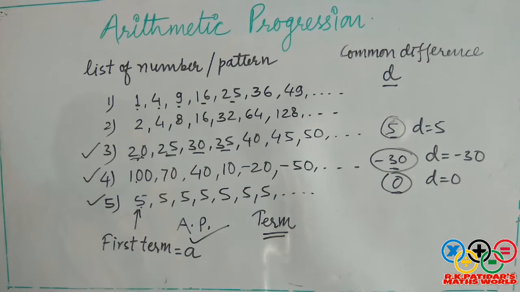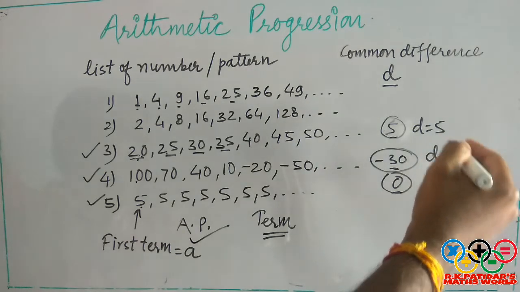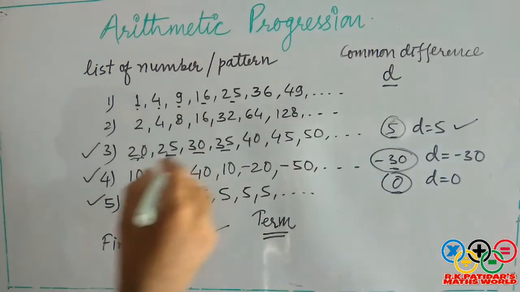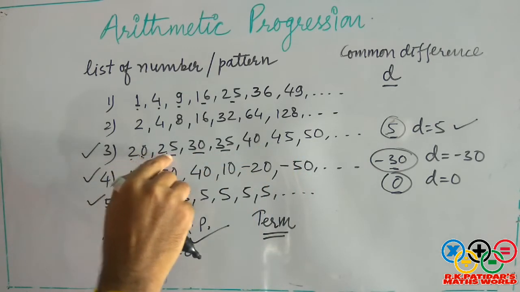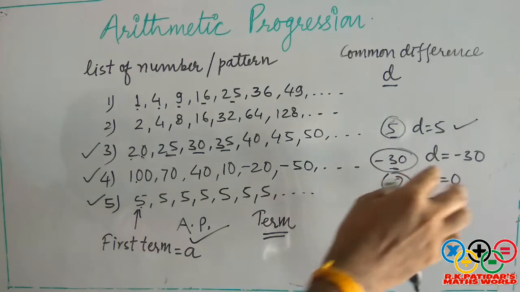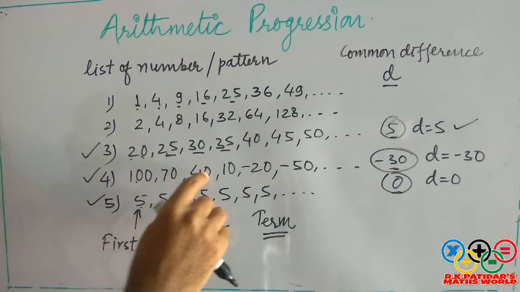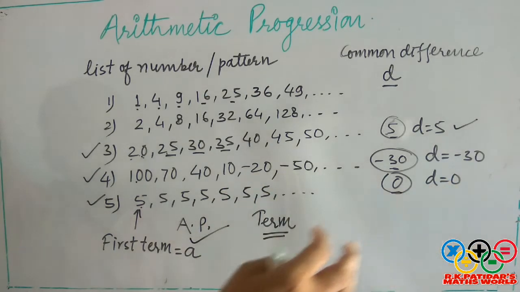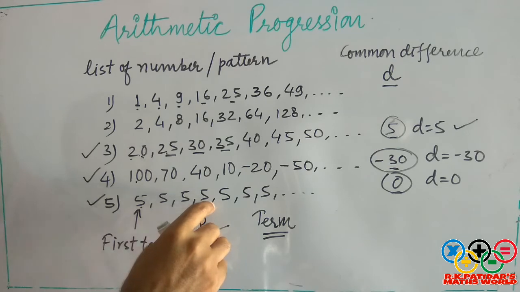So on the basis of common difference, the common difference may be positive, negative or 0. If common difference is positive, then AP will be increasing. यह AP increasing है, देखिए increase हो रहा है. And if common difference is negative, then AP will be decreasing. If common difference is 0, then AP will be constant.